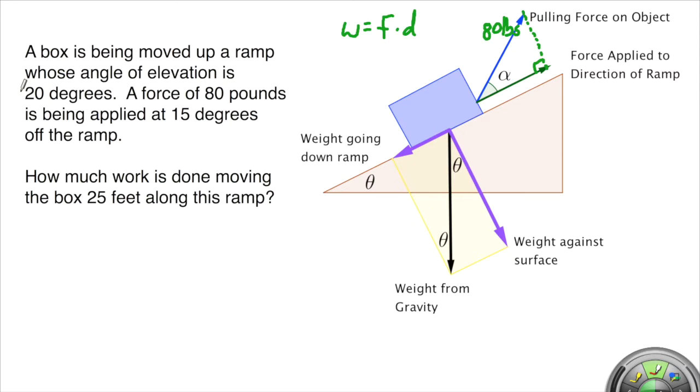It's 20 degrees off the horizontal. So if I drew the horizontal here, this angle would be 20 degrees, this alpha would be 15 degrees, and the angle of elevation of that blue line would be the sum of those two, which would be 35 degrees. But for work purposes, this 20 degrees is irrelevant, as long as you know the angle off of the direction of the motion.